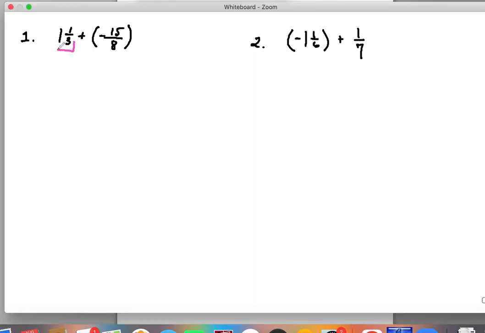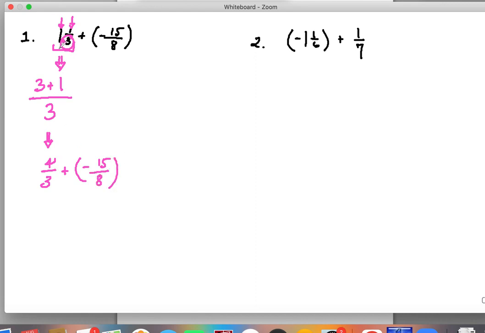The way that we do that, this one here, it's written as a mixed number because it has the whole number part, the 1, and then the fractional part, the 1/3. Okay? In order to turn it into an improper fraction, you take 3, the bottom number, 3 times 1, that's 3, right? Multiply. 3 times 1 is 3, plus 1, and that becomes the numerator, and the denominator stays 3. So 3 plus 1 is 4, and this becomes 4/3, plus negative 15/8. And you've completed your first step.